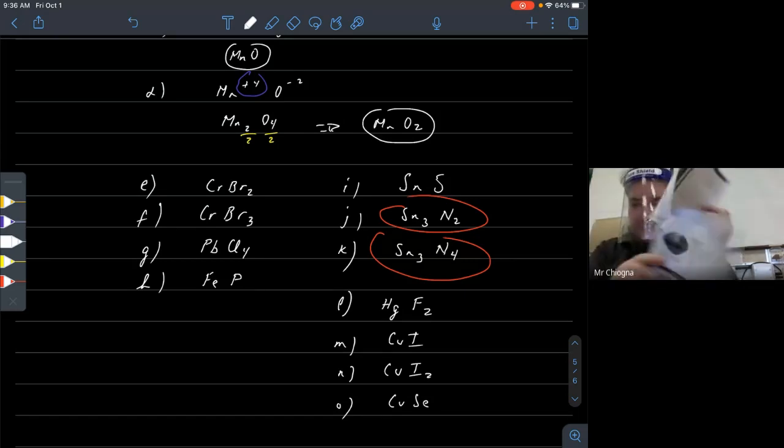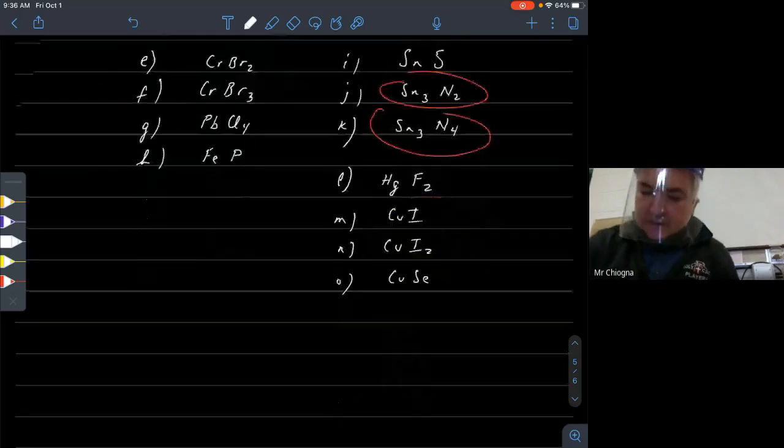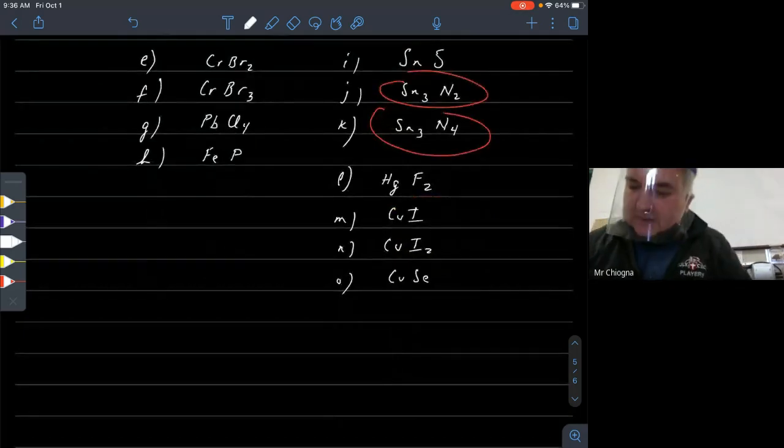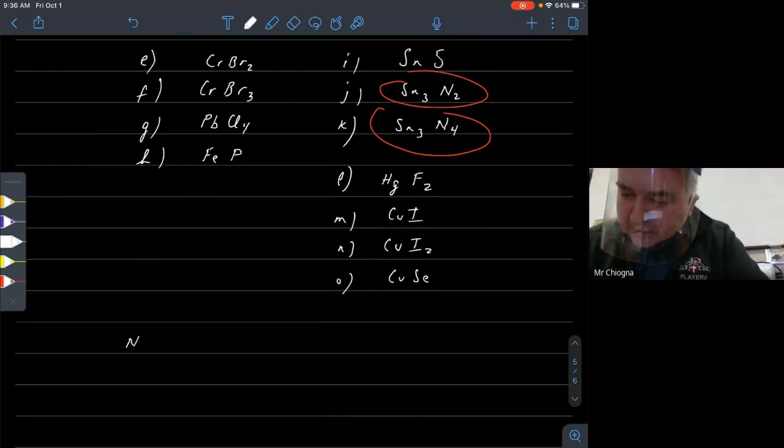Now the harder part. We have time. I'll do a little intro. So this is the harder part. Naming compounds.